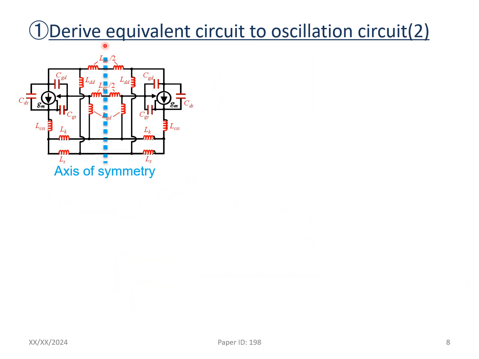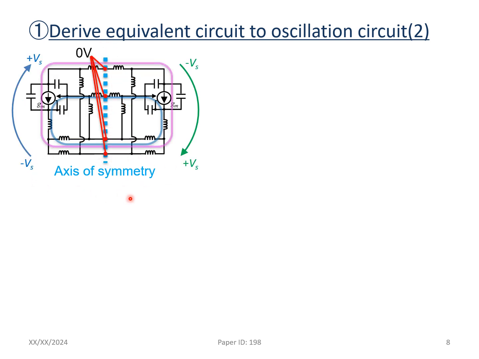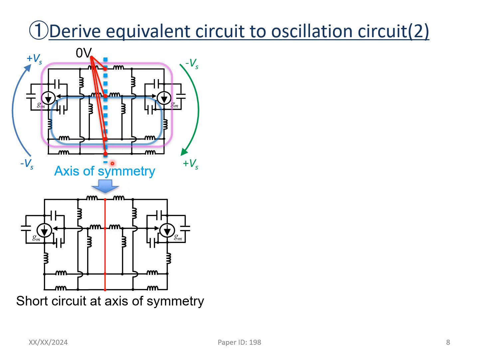That circuit has an axis of symmetry in the center of this circuit, and if the parallel oscillation occurs, the two parallel GaN-HEMTs have the same amplitude. So if the left side GaN-HEMT has the higher voltage, the right side GaN-HEMT has the lower voltage. The points on the axis of symmetry, at the center of this circuit, have zero voltage at each point. So we can consider these points crossing the axis of symmetry as short circuits.